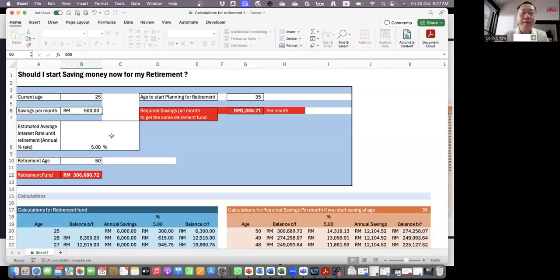If this 500 ringgit changes to say 600 ringgit, then it would have doubled the amount if you were to start saving this money in 10 years' time. So it is better for our customers to start saving money early, no matter how much the amount is. Of course, the more he can save, the more he will get back at the end of the day. So this is all.